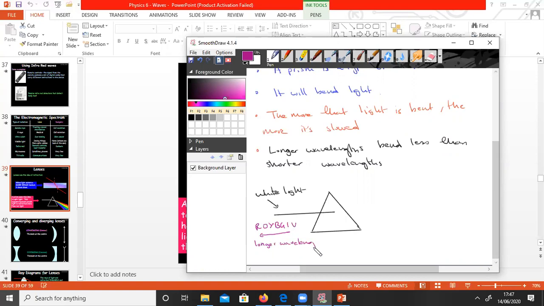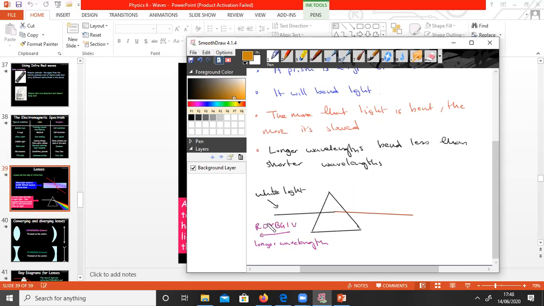Now you're going to see here the magic of this, because we said the more the light is bent, the more it's slowed. Fair enough. Longer wavelengths bend less. So the red, as you go through this, won't bend a lot. This is the important thing about lenses. Longer wavelengths will bend less. So the red light would bend a little bit. Orange light will bend more because orange has a shorter wavelength. As you go to the left, the wavelength gets longer. As you go to the right, the wavelength is getting shorter.